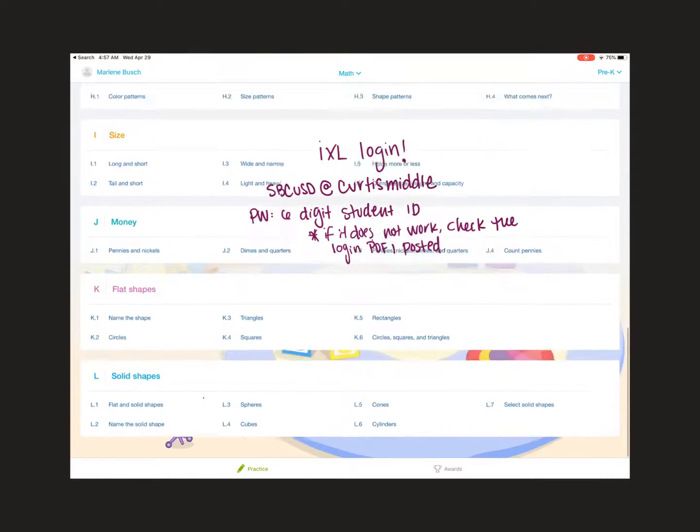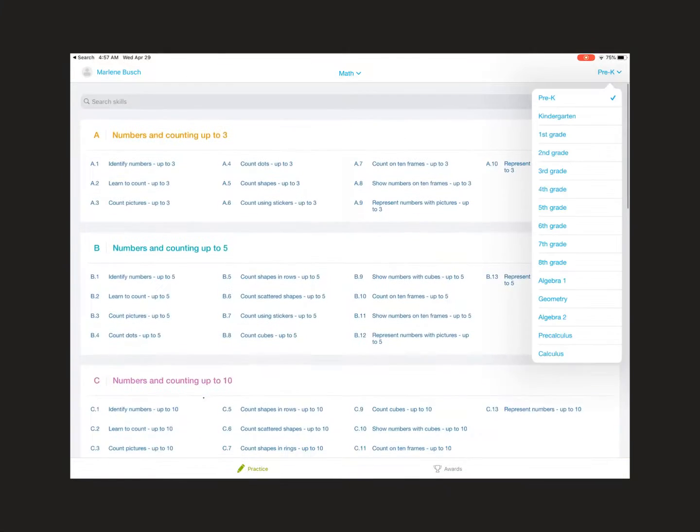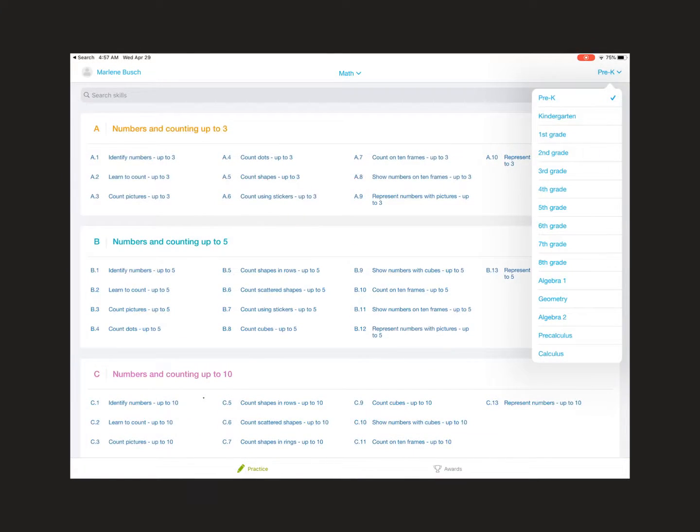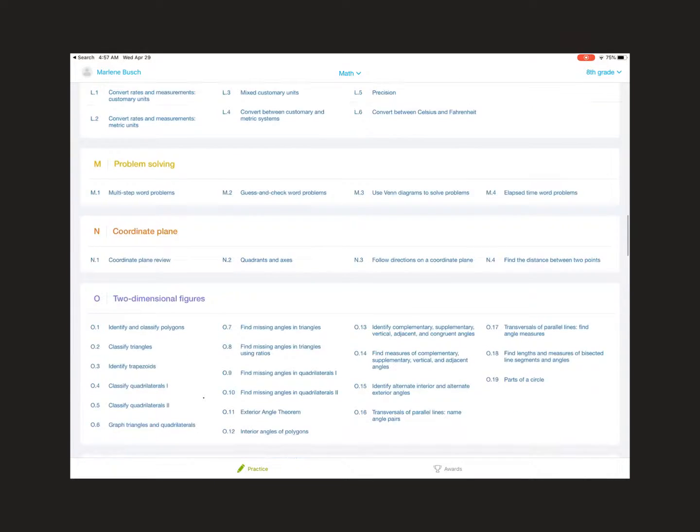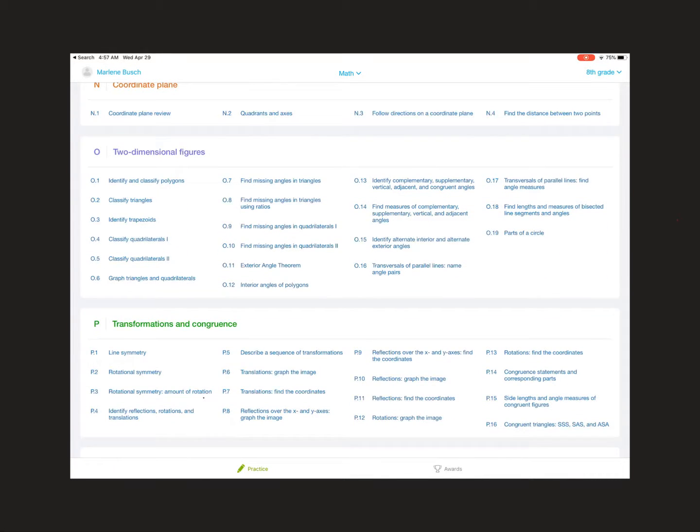Okay, so if you need to log into your IXL, I'll go ahead and post the logins. Not the passwords, just the logins. Your password will be your student ID. You go to 8th grade, and then you're going to go to 0.13.